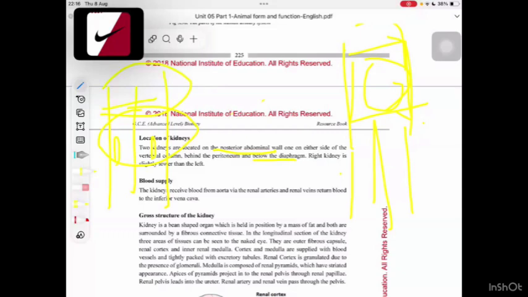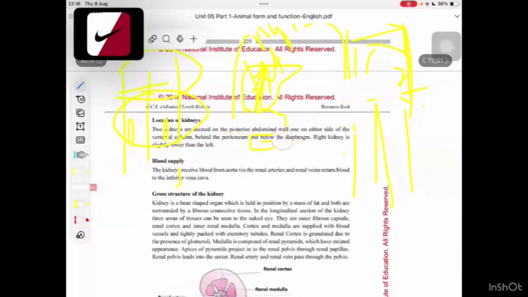The right kidney is slightly lower than the left. Why is the right kidney lower than the left? It's basically due to the presence of the liver. Now, when we look at this, it looks like the left side, but this is actually the right side, when it comes to biology drawings, right?